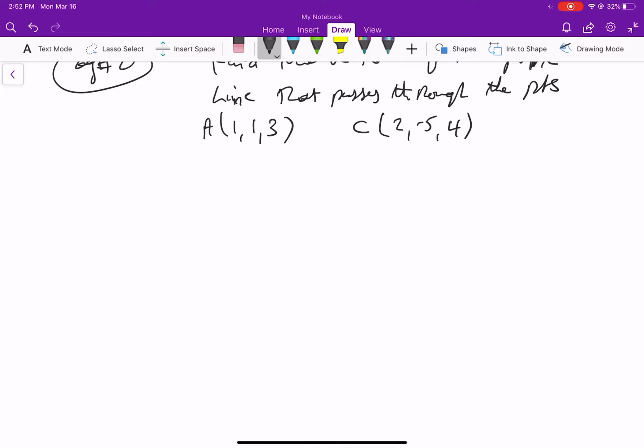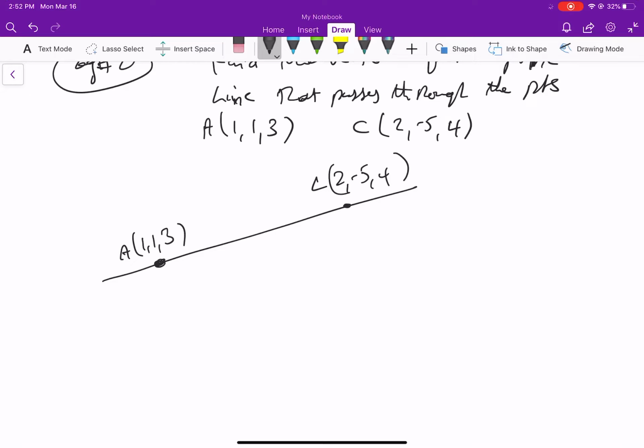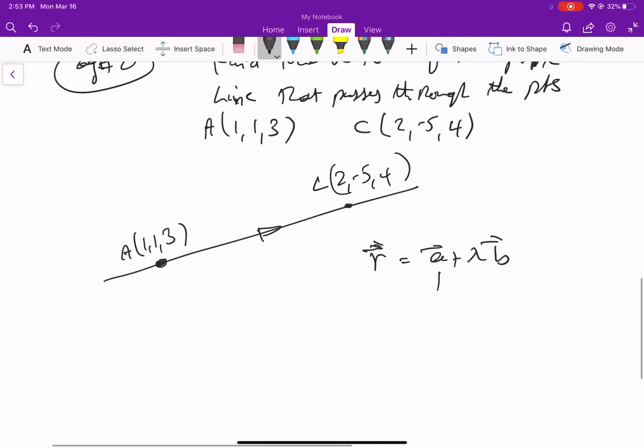So let's run this one. Here's the line. Here are the two points. Let's call this one A, (1, 1, 3). Here's the second point, (2, -5, 4), and we call this one C. Now, if we were to quote the vector equation of the line as r = a + lambda b, remember again, we're only plugging in for the a and the b.